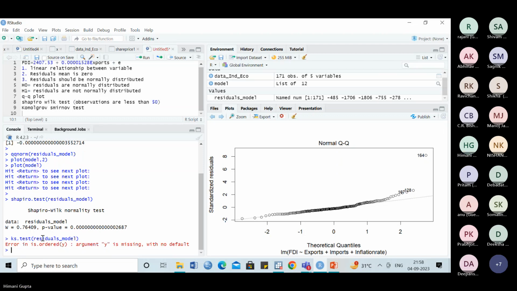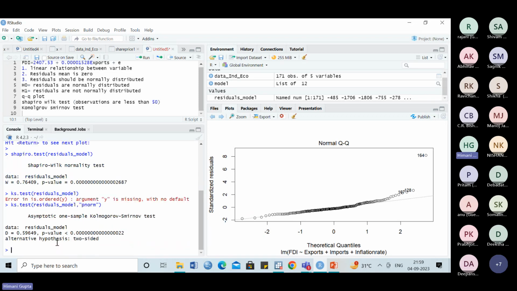Now again, it says argument y is missing, with no default. I think something is missing over here. Okay, yes. The command will be ks.test, residuals underscore model, and I have to give pnorm, whether it's normal or not. Now you can see over here again, the p-value is less than 0.05. Again, it's saying that residuals are not normally distributed.